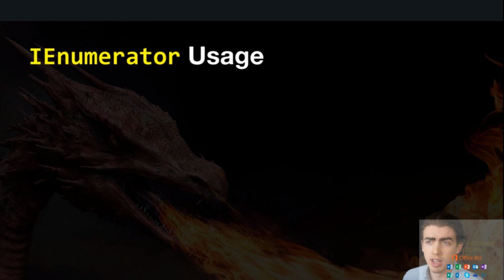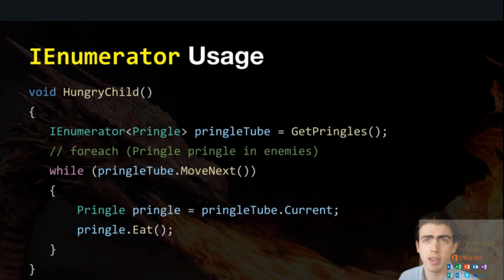So how do we use enumerators when not talking about Pringles? This is my hungry child function, carrying on with the analogy that we had previously. We're going to have an enumerator that returns types of Pringle, so it returns a Pringle class. So we've got this Pringle tube. We're calling the GetPringles method to do that. I'm going to talk about what that is in a second.